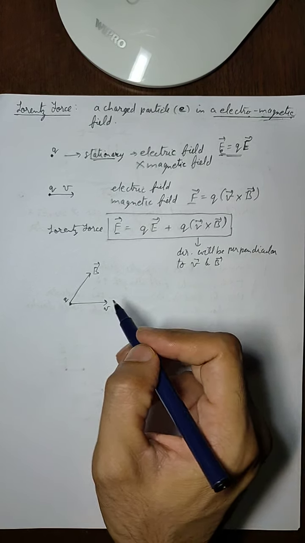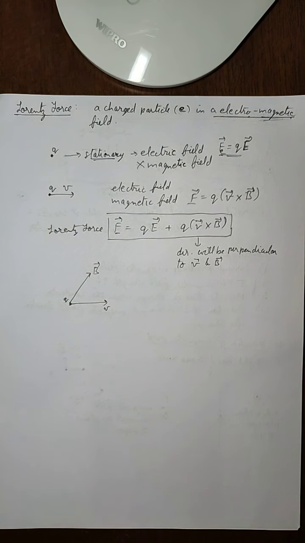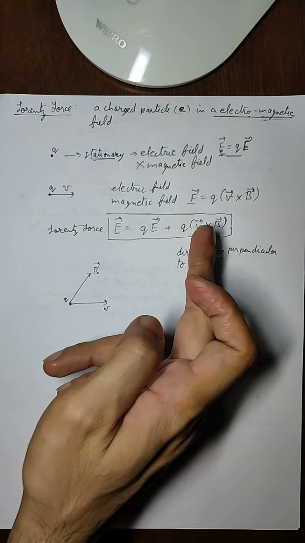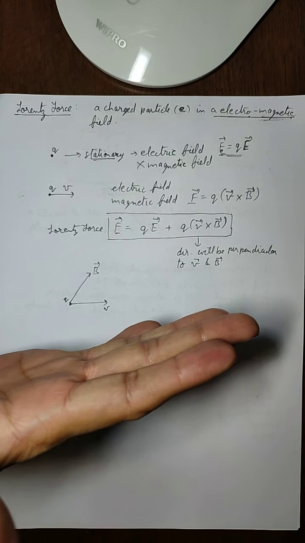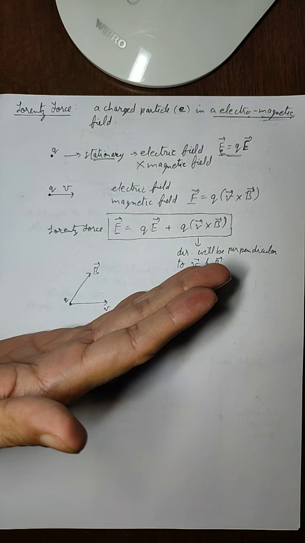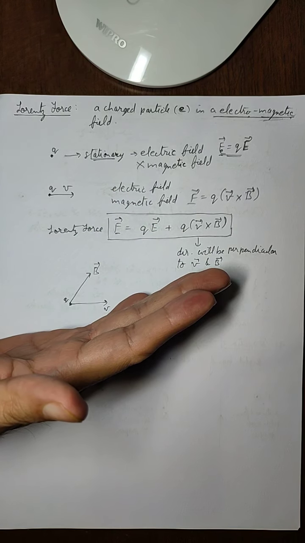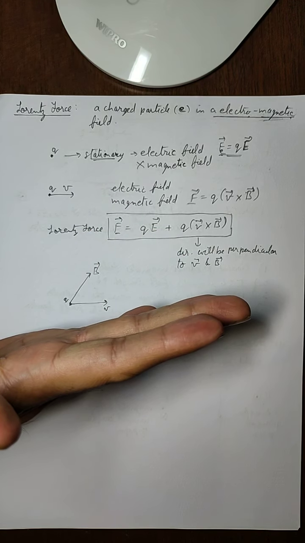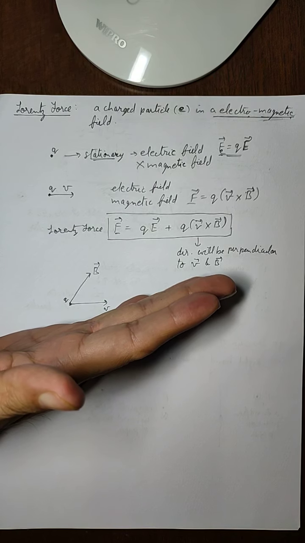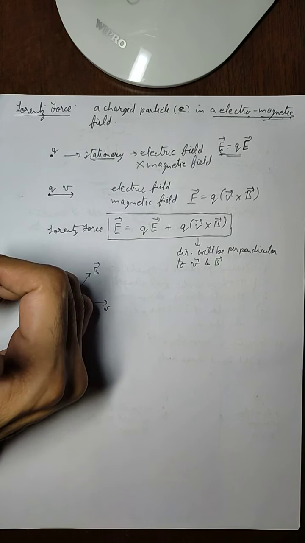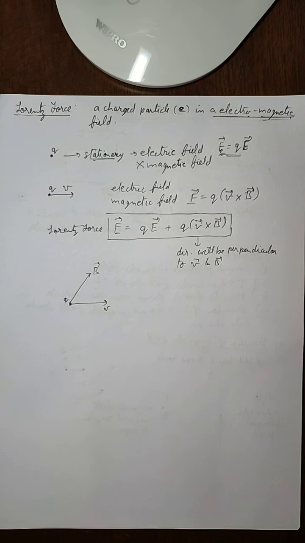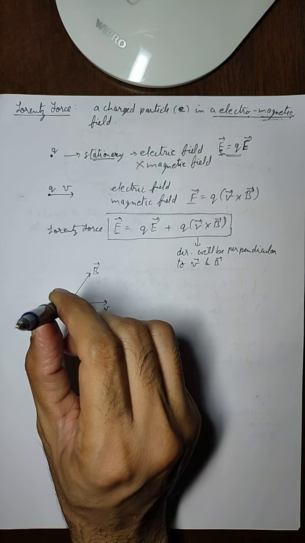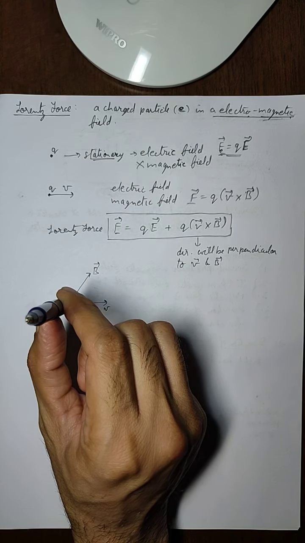How do we find that? We use the right hand rule of cross product. Since we are doing V cross B, we put our fingers in the direction of V and we curl them towards B. Then the direction in which the thumb is pointing will give us the direction of the Lorentz force, which is perpendicular.